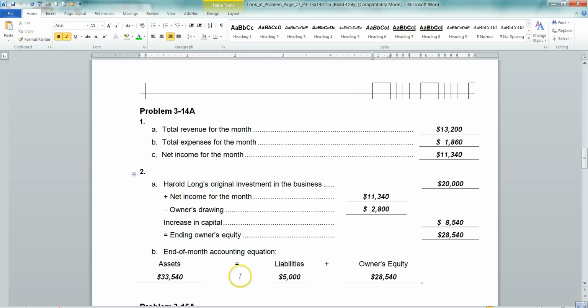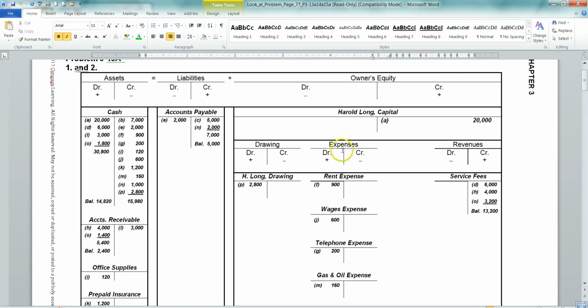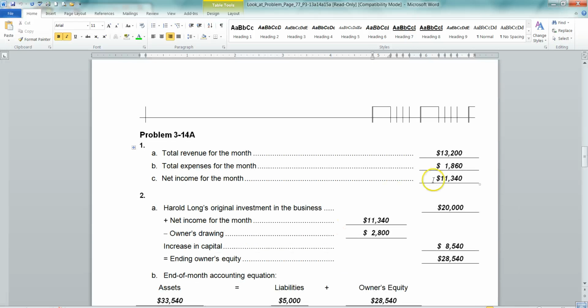Now for 14A, they ask you, what is our total revenue for the month? $13,200. B asks us our total expenses. So if you look, our service fees is all our revenues, and all our expenses are expenses. And that's where I'm getting the number from. We take our revenue less our expenses, and the net total is our income for the month.